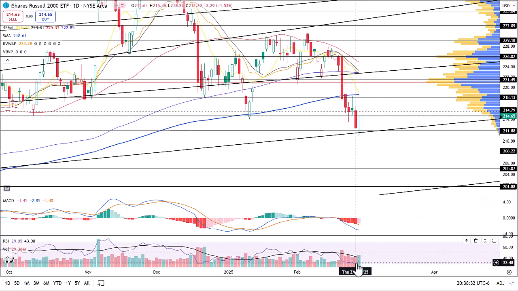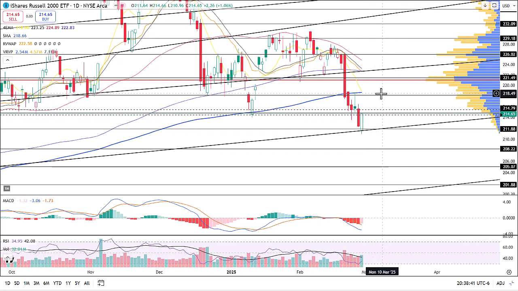Momentum stepped to bullish. RSI was oversold, which again is why I'm looking for a little bit of a bounce here Monday, Tuesday, maybe as much as Wednesday, depending on how aggressive it is. Then I would expect a lower high and continuation lower.